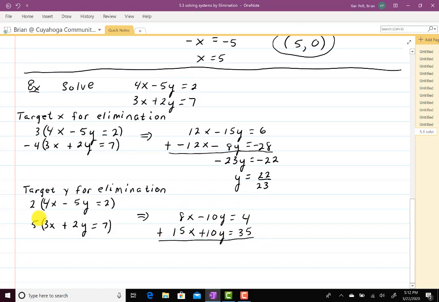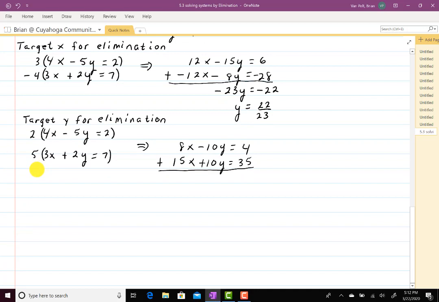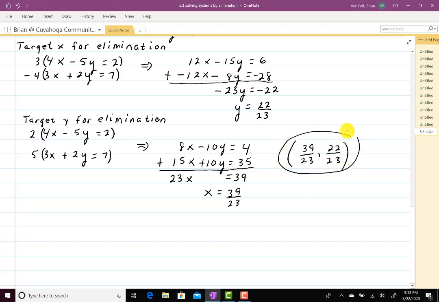Now when I add them together, the y's will drop out and I will get 23x equals 39. So I can divide by 23 to get x is 39 over 23. So my answer then is (39/23, 22/23). And this is usual too. Notice that y had an answer whose denominator was 23, and the same happened for x. That usually does happen because of the numbers that we're dealing with.